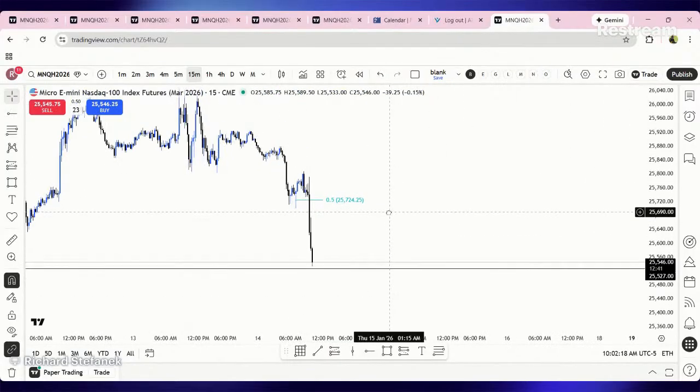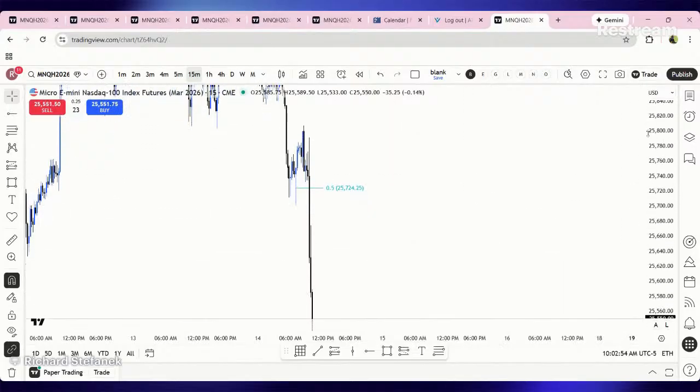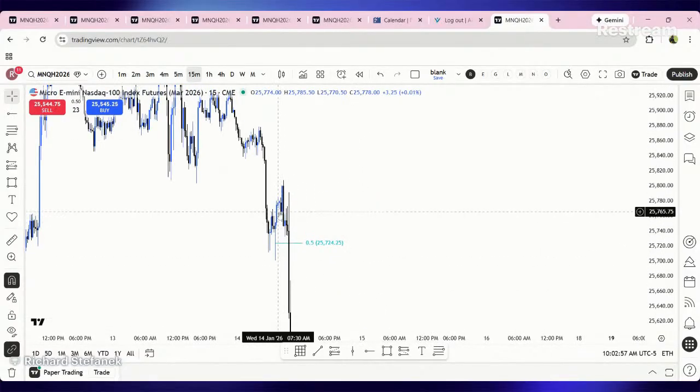I told you from Jump Street, this thing looking like it wanted to dump, and it did. Man, can you imagine how many people longed right here off of this fair value gap during pre-market?